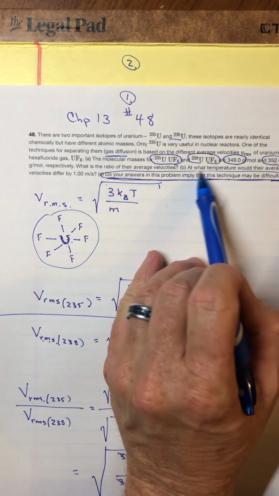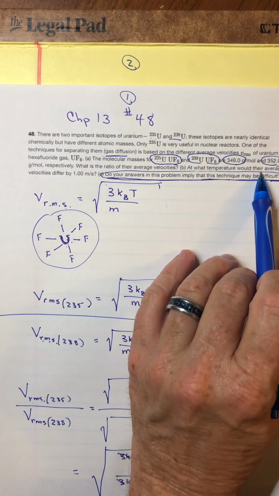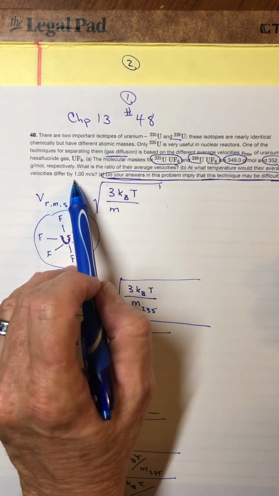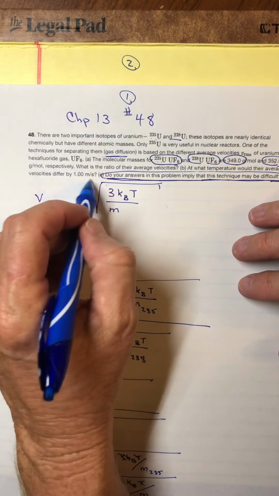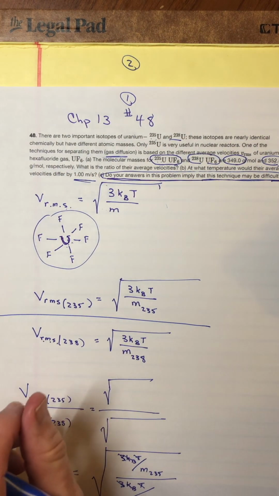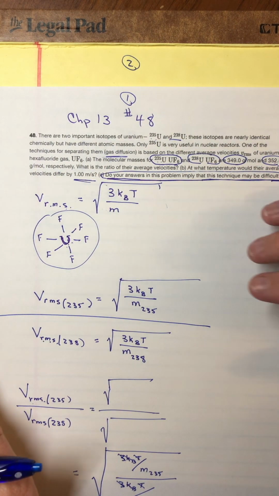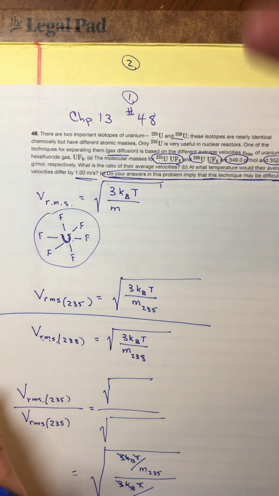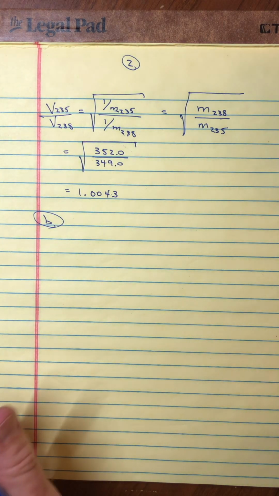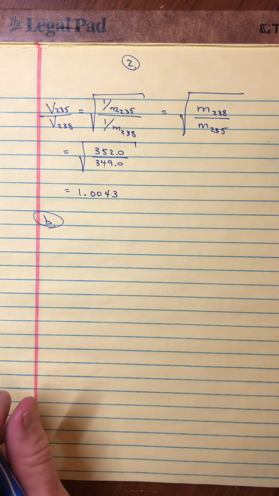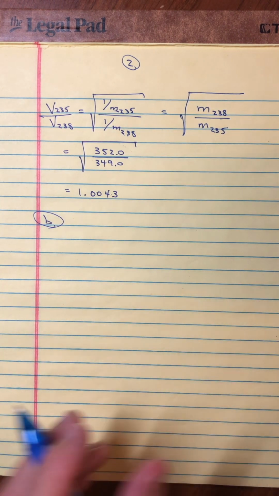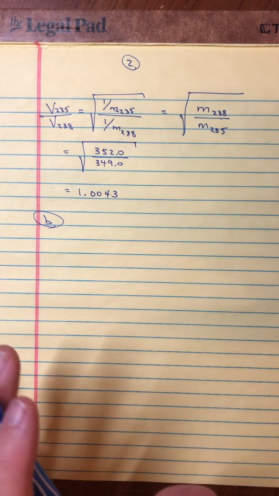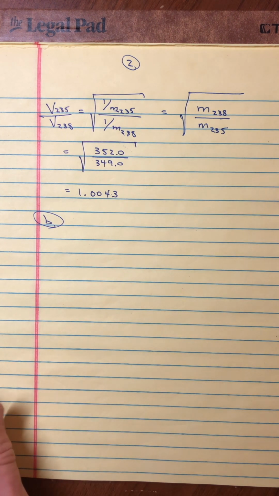It says, at what temperature would their average velocities differ by only 1 meter per second? So these things are going really fast, and to have the lighter one move a little bit faster, only 1 meter per second, what temperature is that? How warm do you have to get this? And you can see it's pretty warm. So we've got to trap this gas in a very warm container. So all of our parts have to be operating at this very high temperature. It means they can't melt.